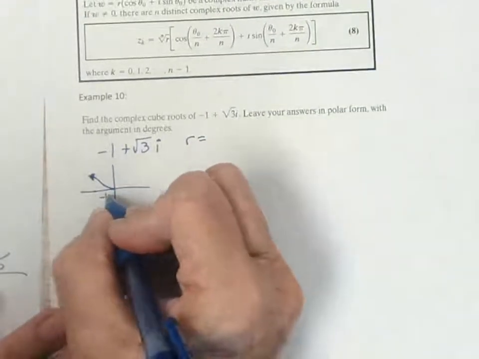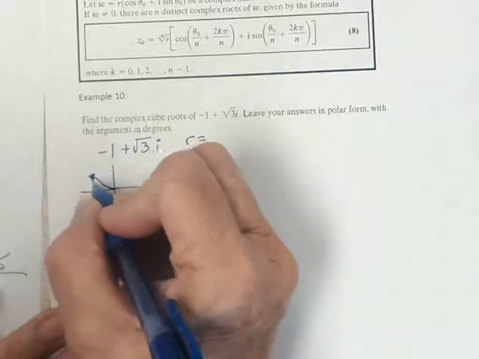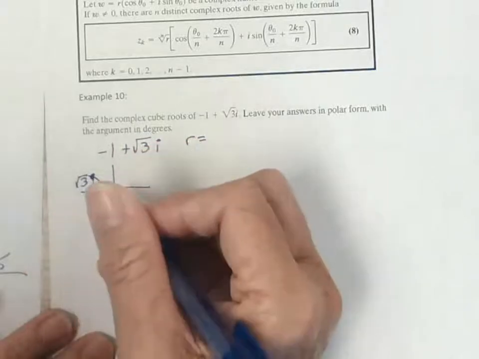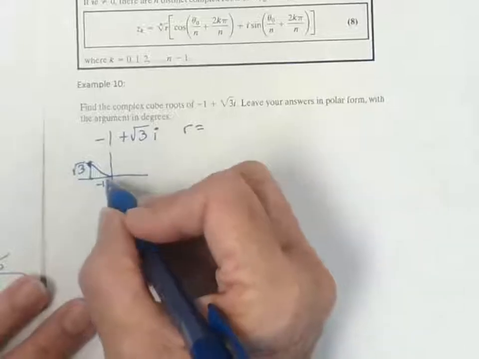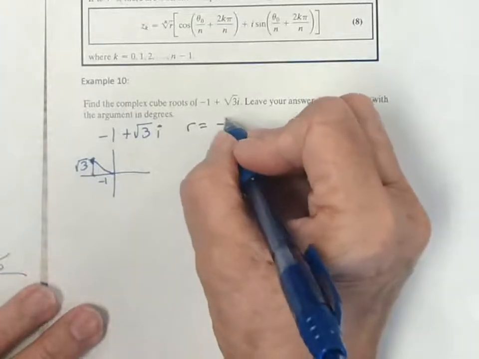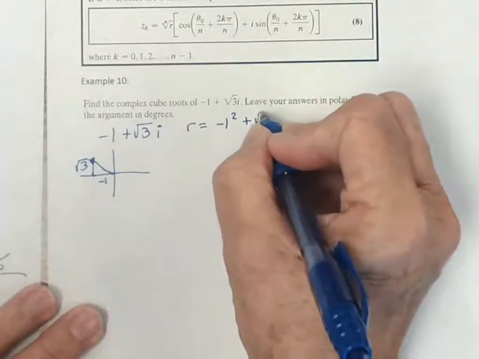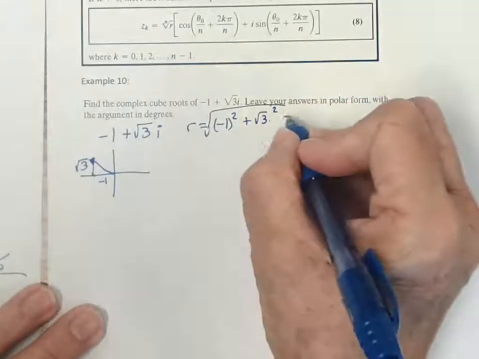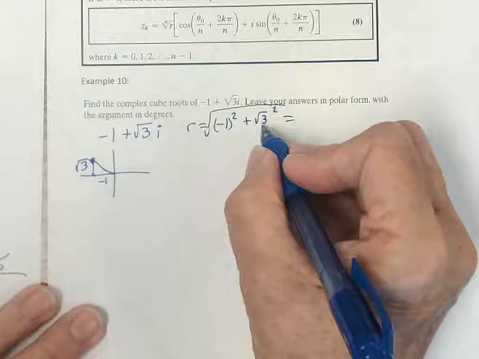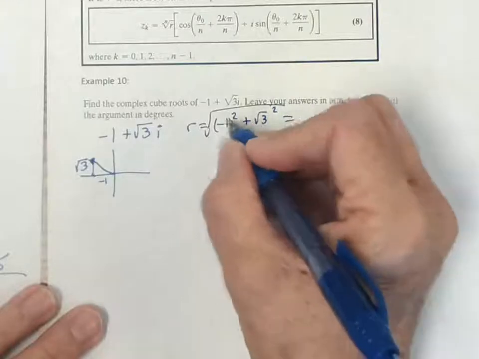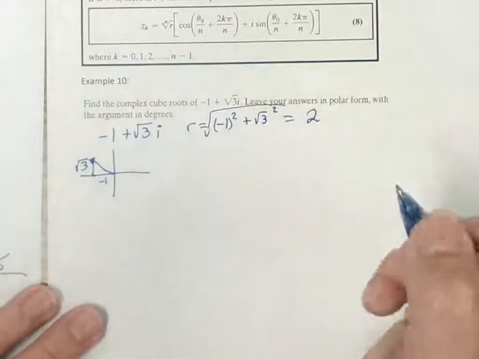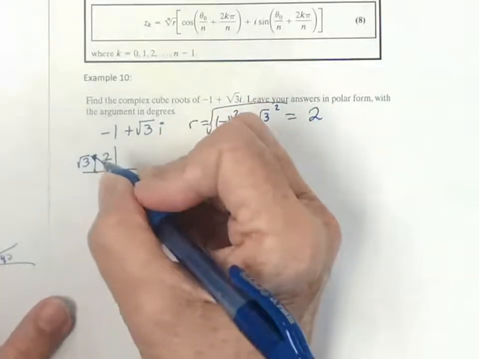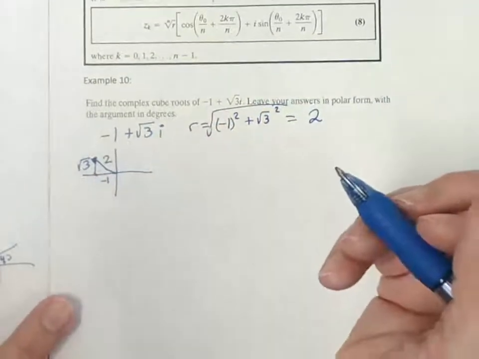And this is negative 1. This is the square root of 3. So my radius is going to be negative 1 squared plus square root of 3 squared, all of that square rooted. So the radius is 1 squared is 1, square root of 3 squared is 3, that's 4, square rooted is 2. My radius is 2. Okay, awesome. We've got that.